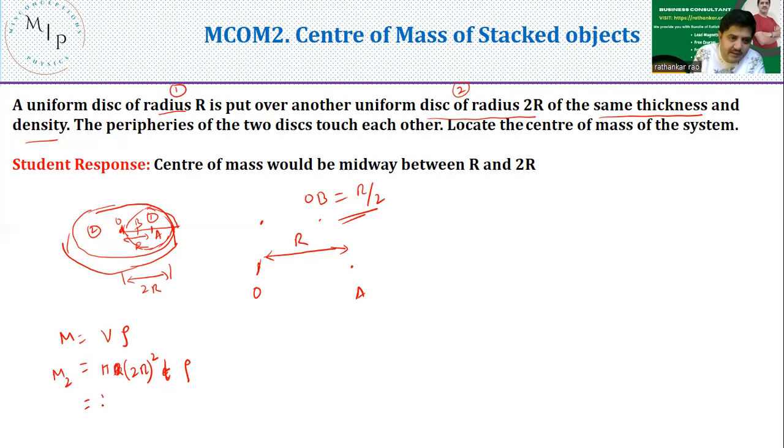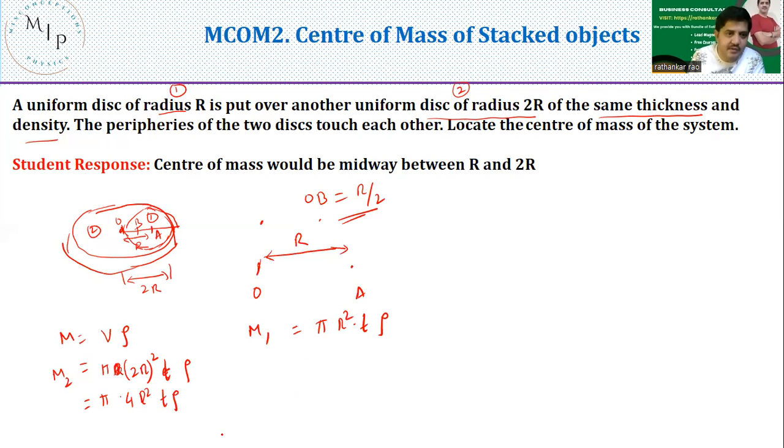So let me write down the whole thing, which will be pi into 4r square t into density. Now let us take the smaller disk. Smaller disk has a mass m1, which should now be equal to pi into r square into t into rho, right? Now what do we need here?